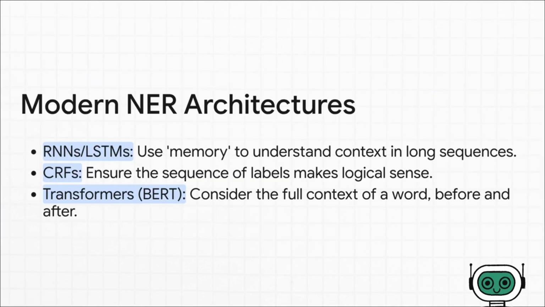Under the hood, a few key technologies make this possible. You have models like LSTMs, which are good at remembering context as they read through a sentence. We often pair that with something called a conditional random field, or CRF. Think of a CRF as a grammar checker for the labels. It helps make sure the sequence of tags makes sense. But the real step change came from transformer models like BERT, which can look at the entire sentence at once, understanding context from all angles.